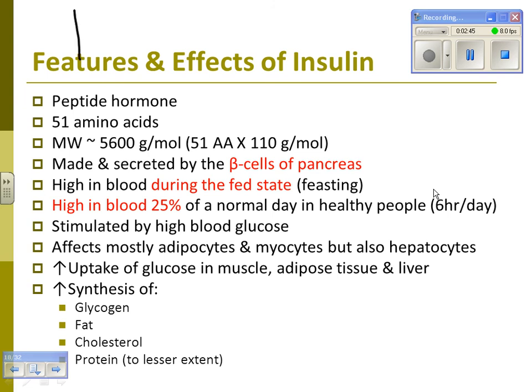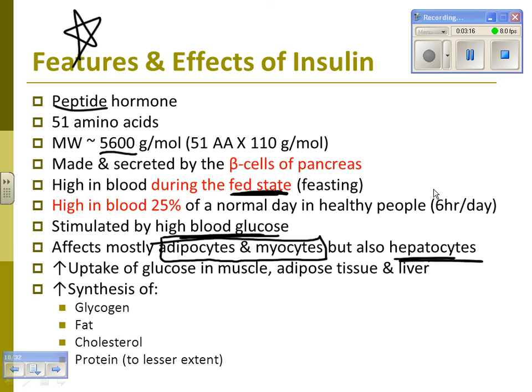So, slide number 1, insulin. You should know it's a peptide, you should know its size relative to the other ones. I believe insulin's the biggest, followed by glucagon and then epinephrine as far as this unit's concerned for the peptide hormones. So this is your fed state. After you eat, you secrete insulin, stimulated by sugar in your blood. This is affecting mainly your fat cells and your muscle cells, also your liver cells a little bit.